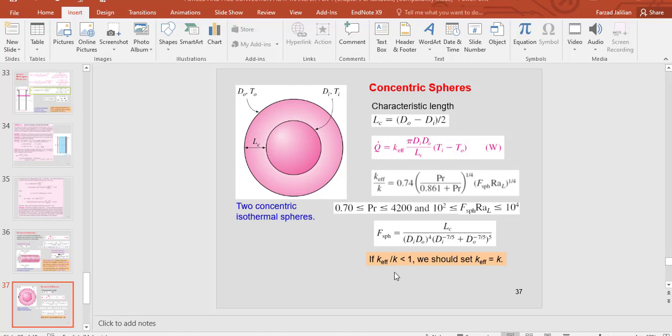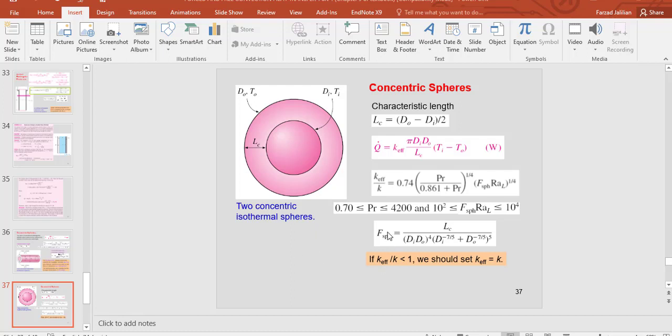And like what we had for the concentric cylinders, if K effective divided by K is less than 1, we should set K effective equal to K, because when we have natural convection, the heat transfer should increase, not decrease. We don't have a reduction in the heat transfer or the thermal conductivity due to convection.